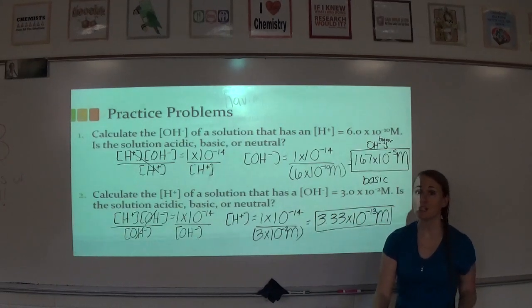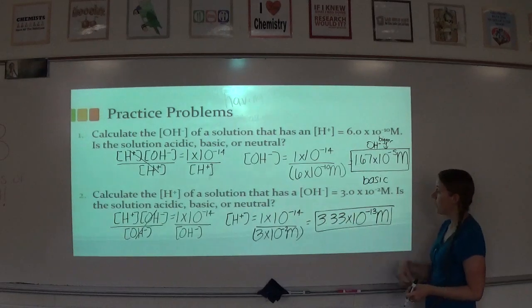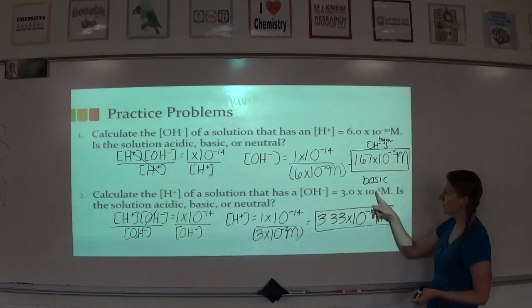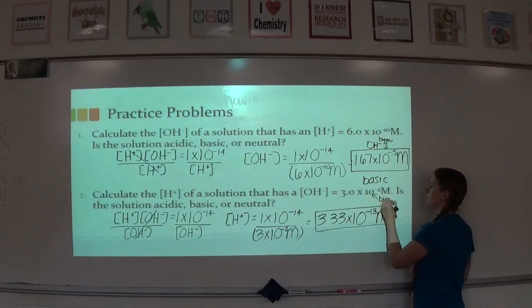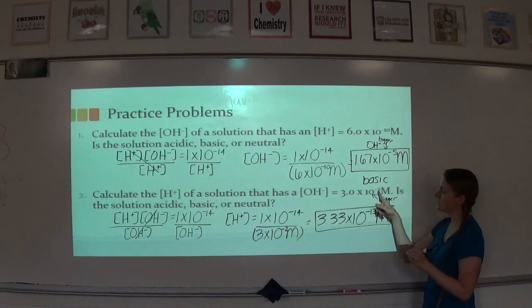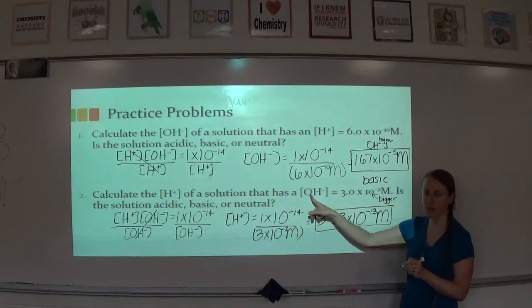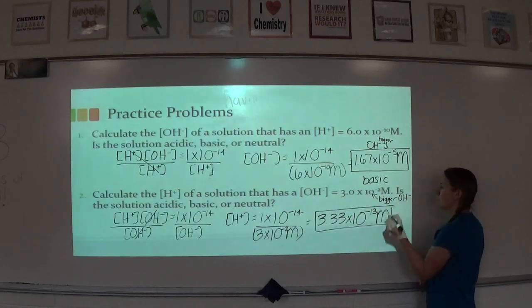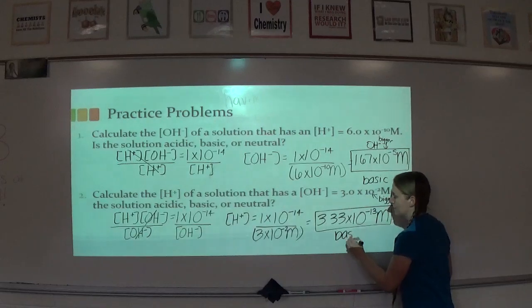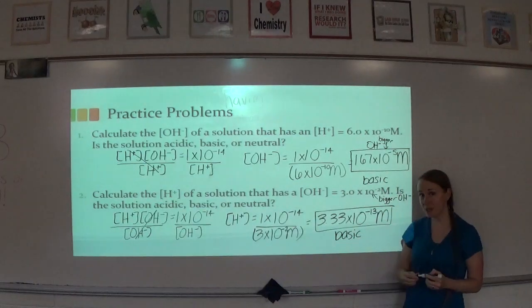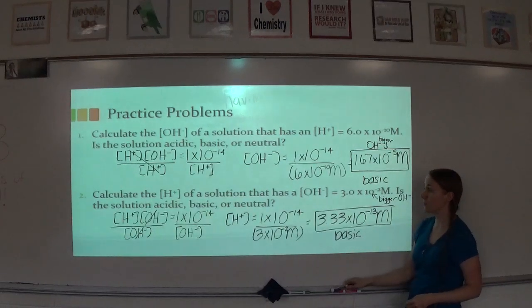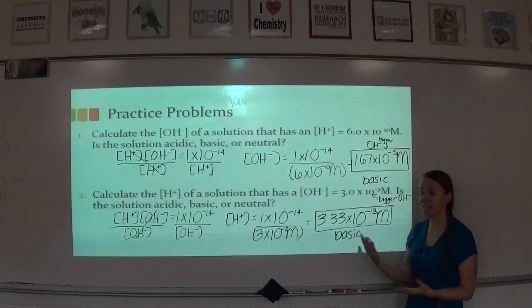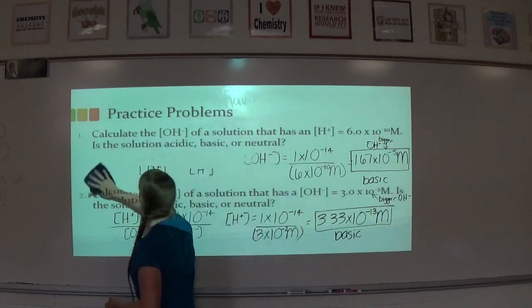So last step, we have to determine, is it acidic, basic, or neutral? Well, I have a 10 to the negative 13, and I have a 10 to the negative 2. Which is bigger? 10 to the negative 2 is bigger. So what does 10 to the negative 2 go with? OH minus. So if OH minus is bigger, then it is basic. Okay, remember, H plus indicates acidic, OH minus indicates basic when we're talking about which one is more. All right, so hopefully you got both of those, or at least one of those, right?